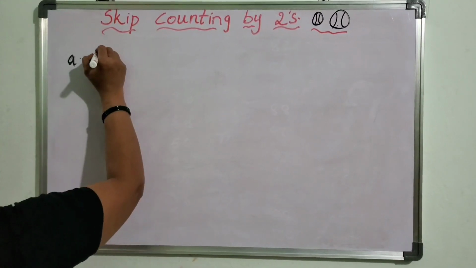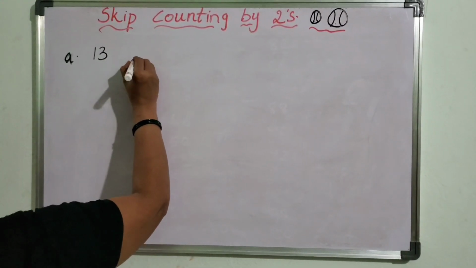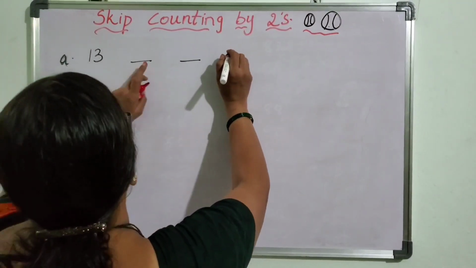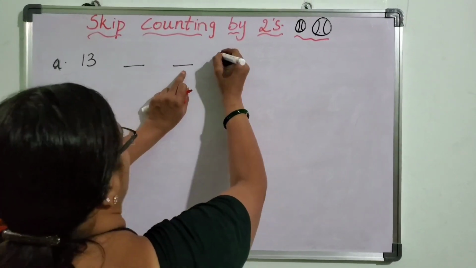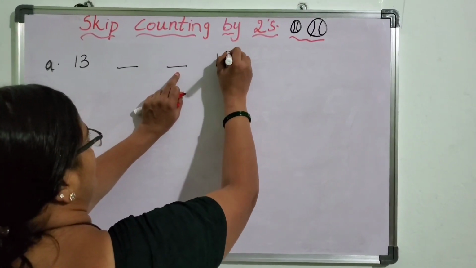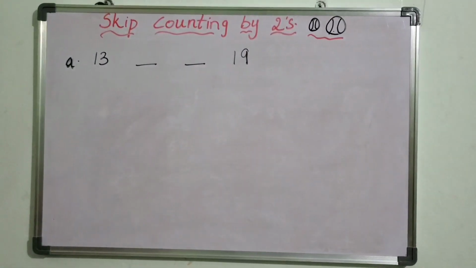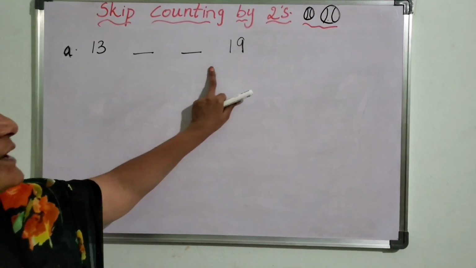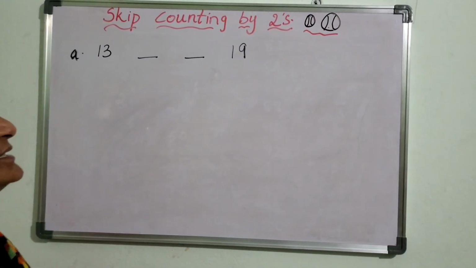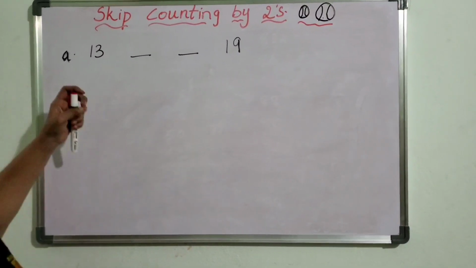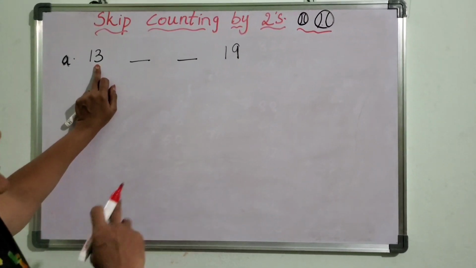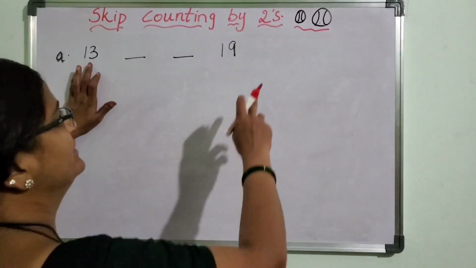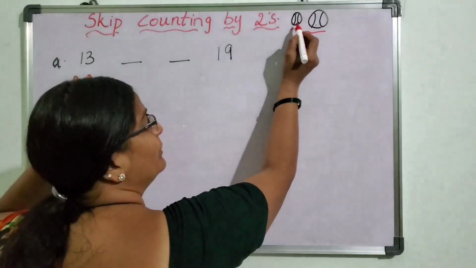Now, 13, dash, dash. Now I will give you the numbers like this. Now here you should write skip counting. Means how will you write skip counting now? See here, 13. After 13 you should leave one number, I said, isn't it? You should leave one number and write. Means start from 13 here, small ball.